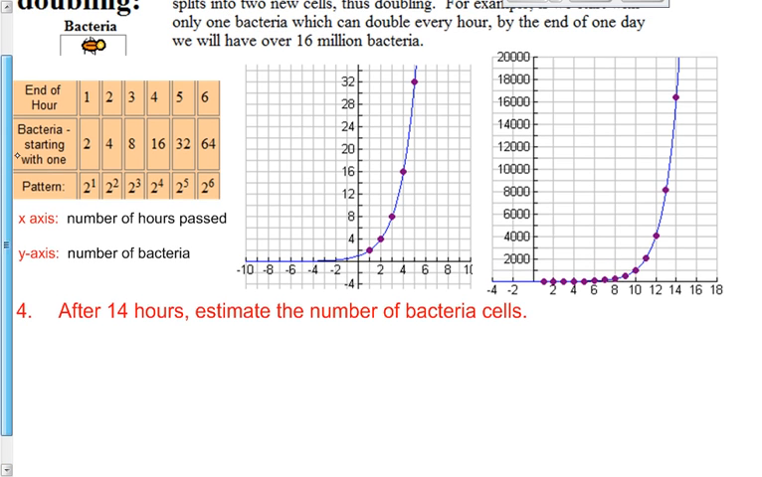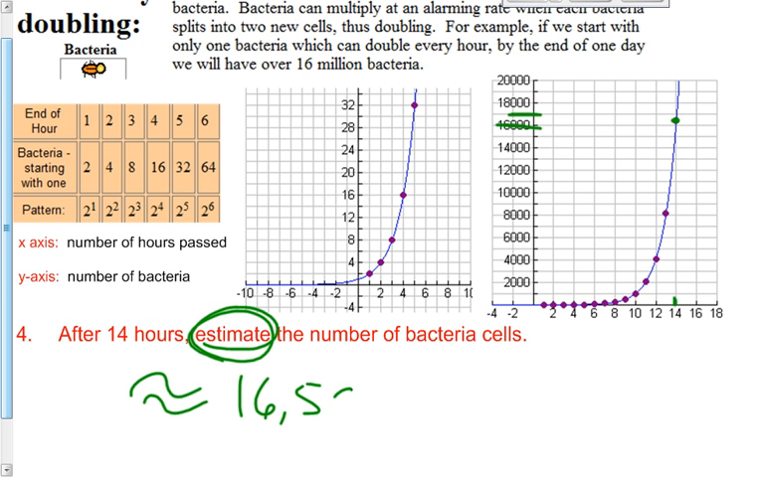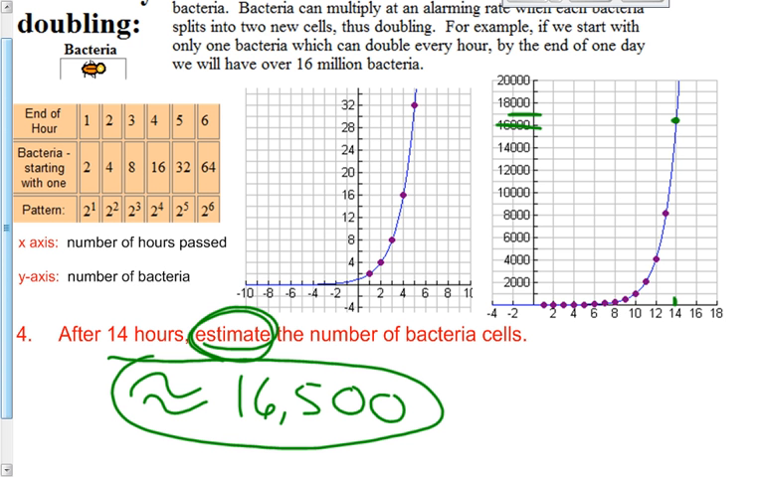So our x-axis is the number of hours. So here's 14 hours, okay? How many bacteria, estimate, so once again approximately, the number of bacteria cells? Well, it's way up here. It's this value. What value is this one? Well, here's 16,000, here's 17,000. I would say maybe 16,500, if that's okay with everyone. Approximately 16,500. Okay? This is an answer that I would accept on a test or anything close to that.